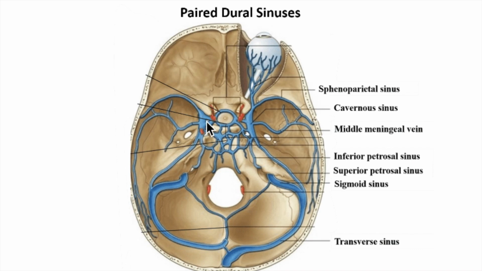So the sinuses are characterized by being lined by simple endothelium only. There is no smooth muscle and there is no valve. That is the characteristic feature of a sinus. In the skull you will see many unpaired and many paired venous sinuses. These dural venous sinuses drain the blood from the brain and also from the meninges and also from the skull.